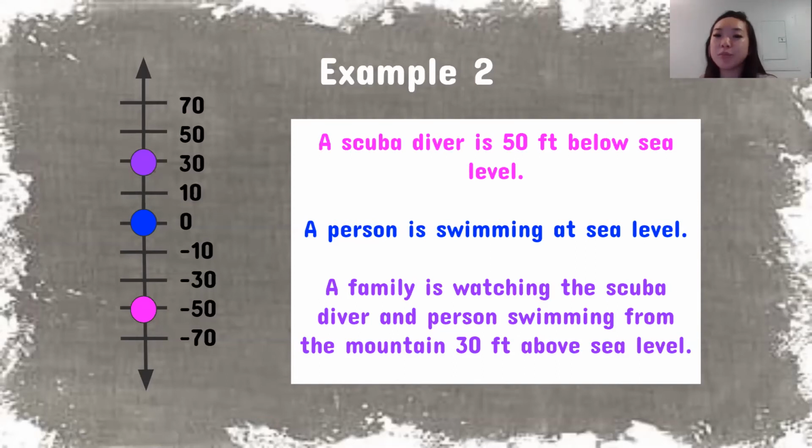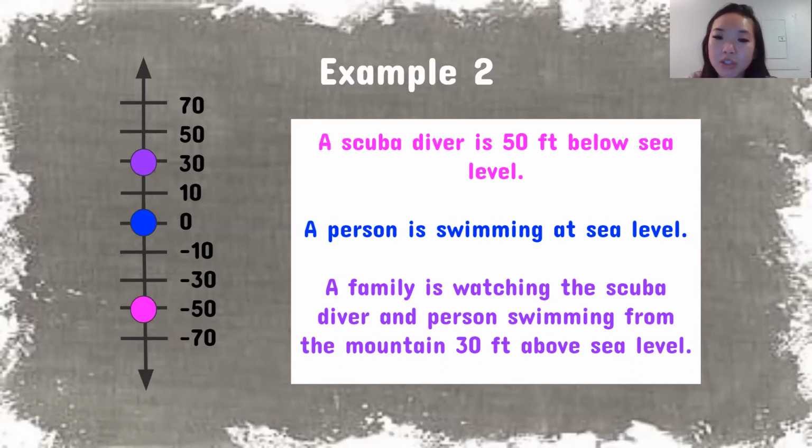So a scuba diver is 50 feet below sea level. So again, we know our sea level is 0. So below 50 feet is going to be at negative 50. So I have it color-coded as pink, and then our scuba diver would be at negative 50, which is below sea level. And then I have my person swimming at sea level, and then we know that sea level will be 0. So that person was blue, I color coordinated with blue, and they're at 0.